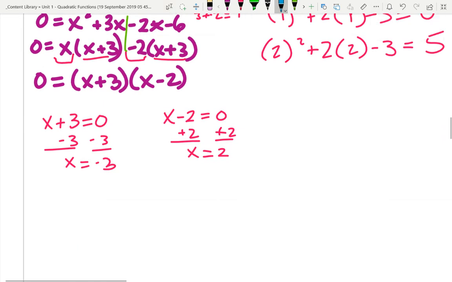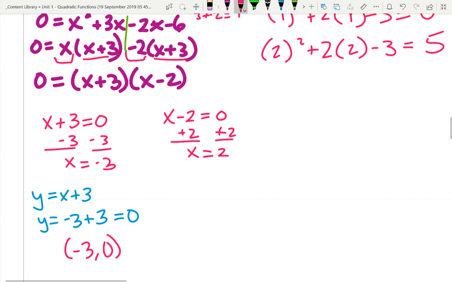So I would be using y is equal to x plus 3, which in this case is -3 plus 3, which is 0. So I have the coordinate point -3, 0. And then for the other solution, y is equal to 2 plus 3. I'm just substituting x again. So y is equal to 5. And I get the coordinate point 2, 5.